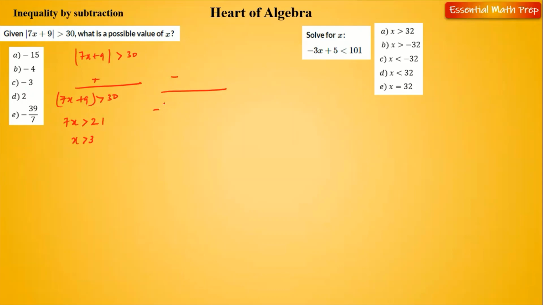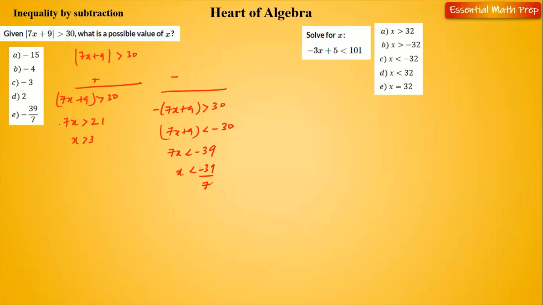The negative end of it would be negative of 7x plus 9 greater than 30. So 7x plus 9 less than negative 30, right? You have to flip the sign. We also add a negative sign. So if you add negative 9, 7x is less than negative 39, x is less than negative 39 over 7, right?